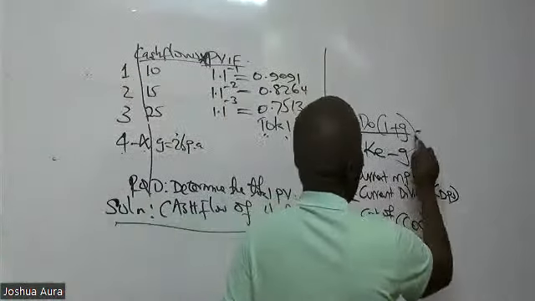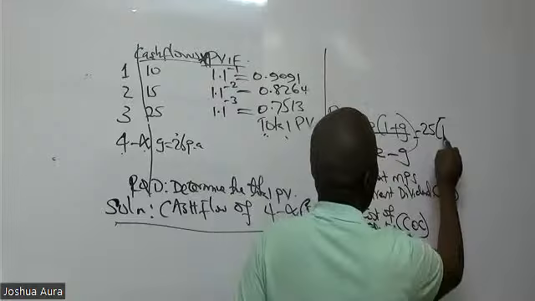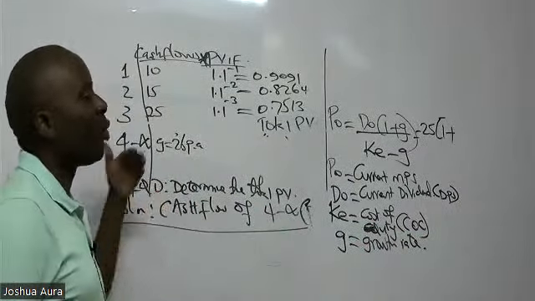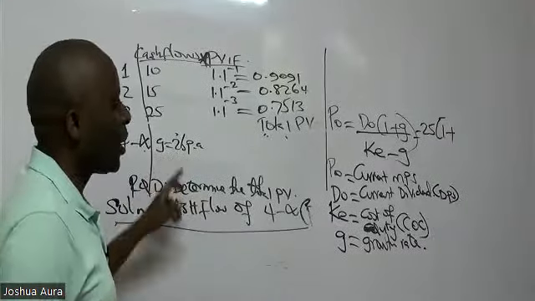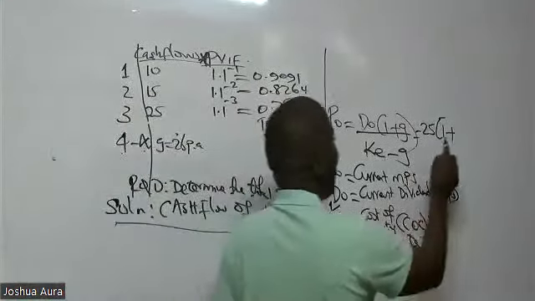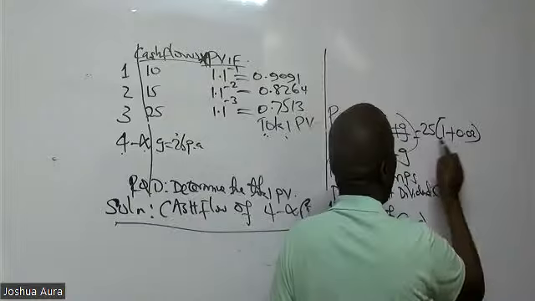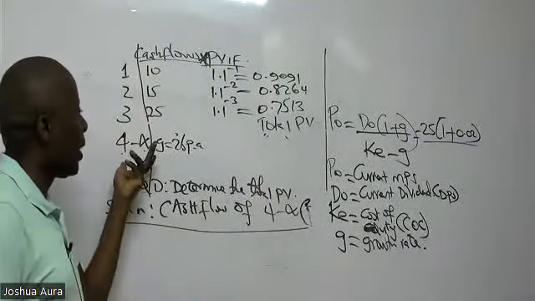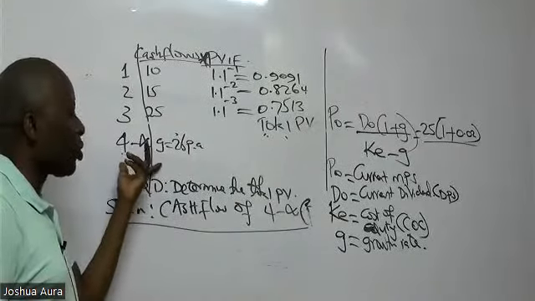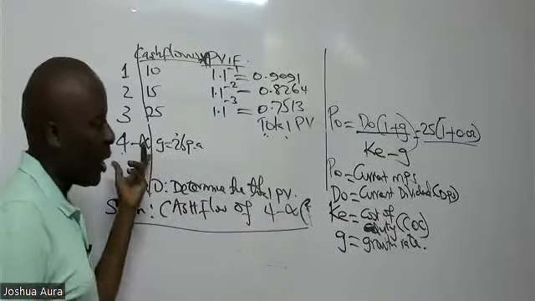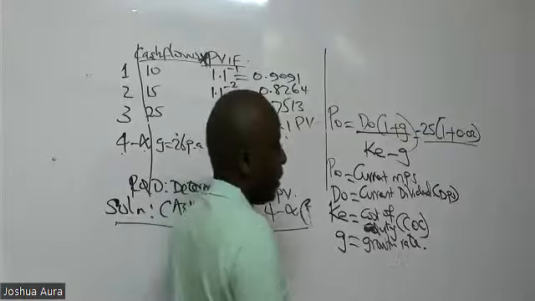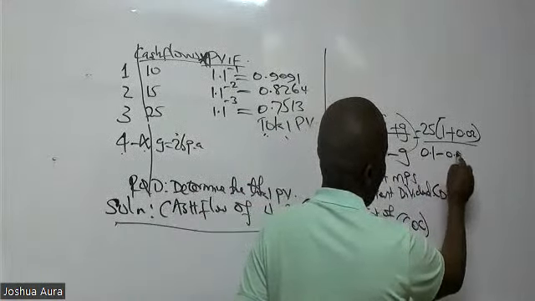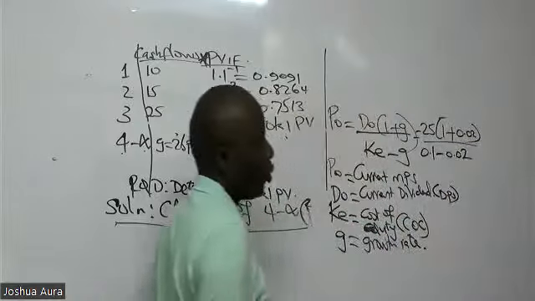We are saying that this will be 25 into 1 plus the growth rate, the perpetual growth rate, which is 0.02, all over the cost of equity. In our case here it is the cost of capital, and I remember vividly that our cost of capital here was 10%. You see, 10% is the same as 0.1, minus the growth rate, which is 0.02.